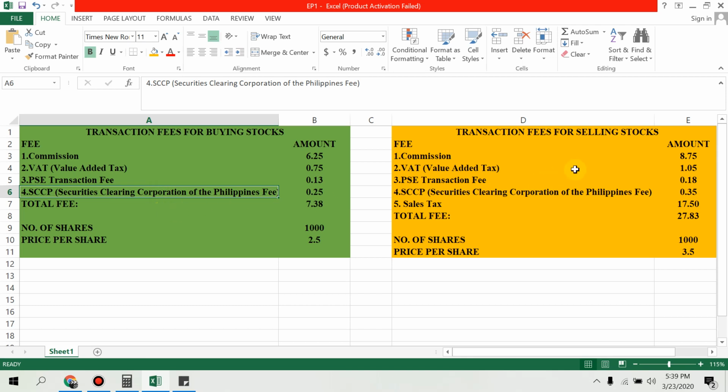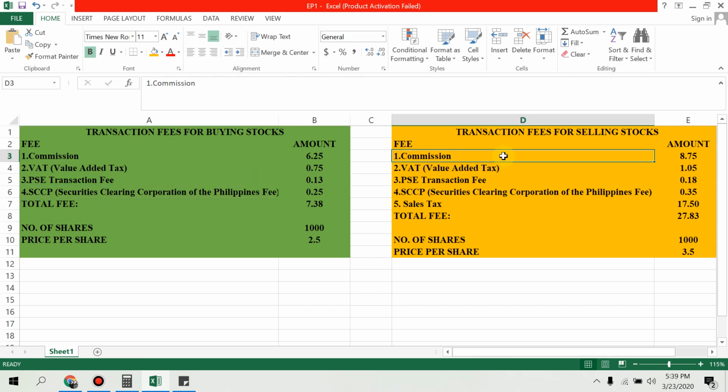So for transaction fees for selling stocks, so we have 5. Number 1, we have commission fee. So number 2, we have VAT or what we call a value added tax. Number 3, we have PSE transaction fee. Number 4, SCCP. And number 5 guys, ito yung nadagdag for transaction fees kapag tayo ay magbebenta ng stock. So we have sales tax. So paano ba kino-compute to?